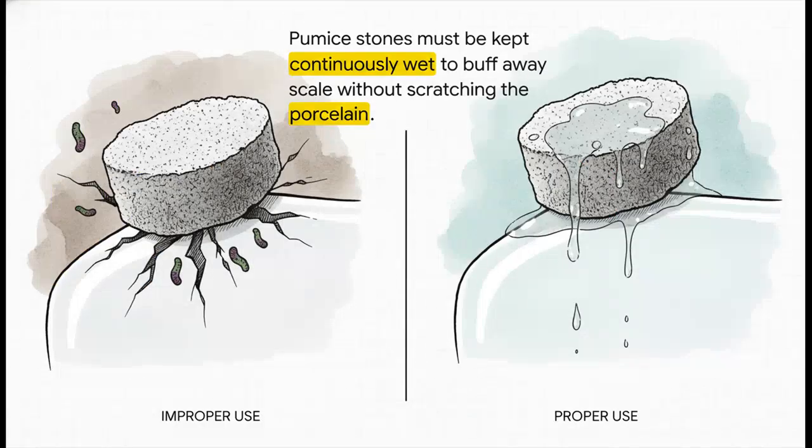Now, sometimes chemistry needs a little physical backup, but you need to strictly follow the pumice protocol. Pumice stones are incredible for severe mineral scale, but they absolutely must be kept continuously wet. If you apply a dry pumice stone to vitreous china, you will permanently scratch and destroy the porcelain finish. And guess what? You've just created the perfect microscopic breeding ground for future bacteria. Always, always keep the stone and the surface wet.